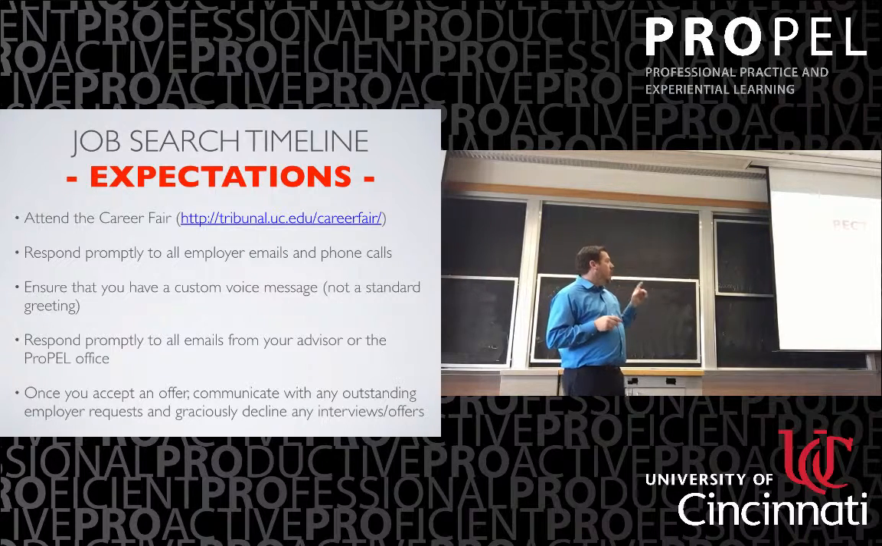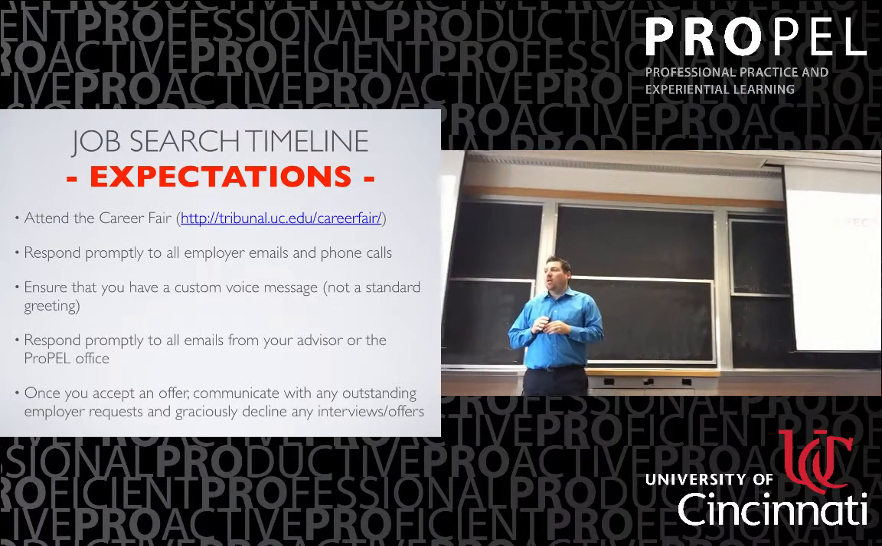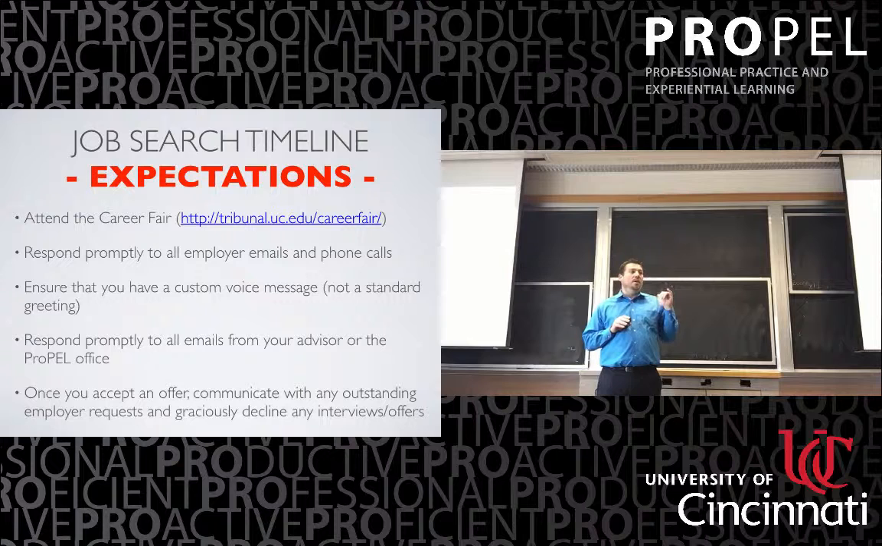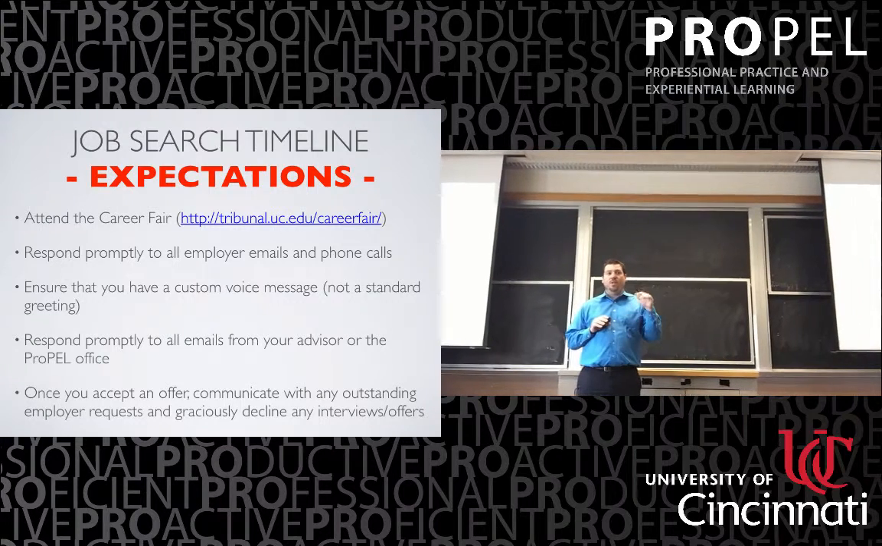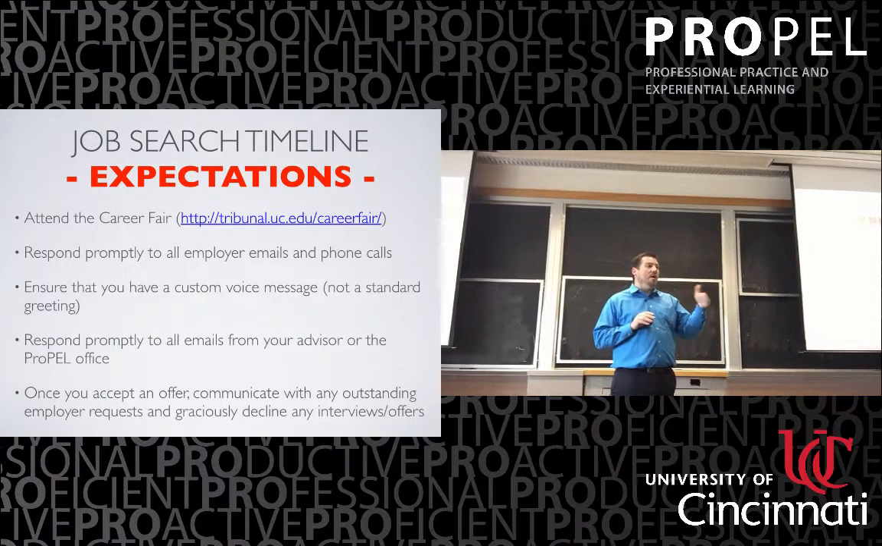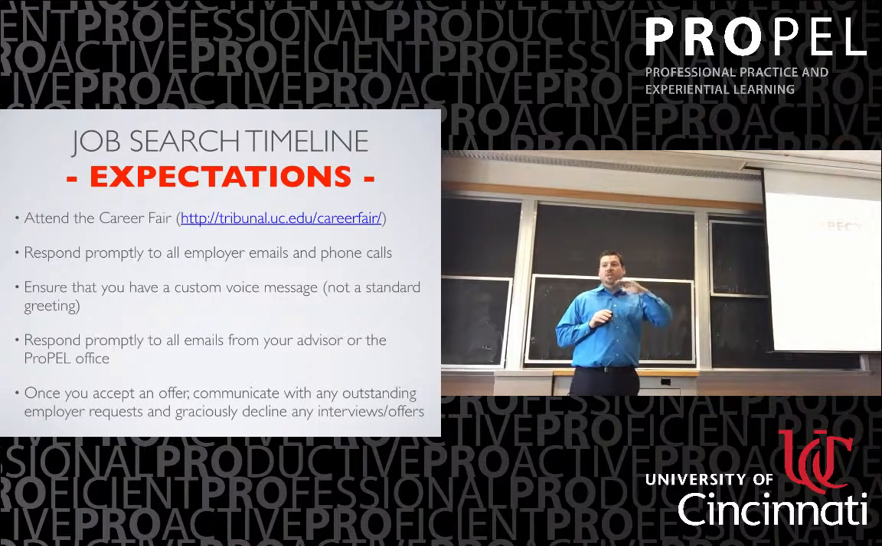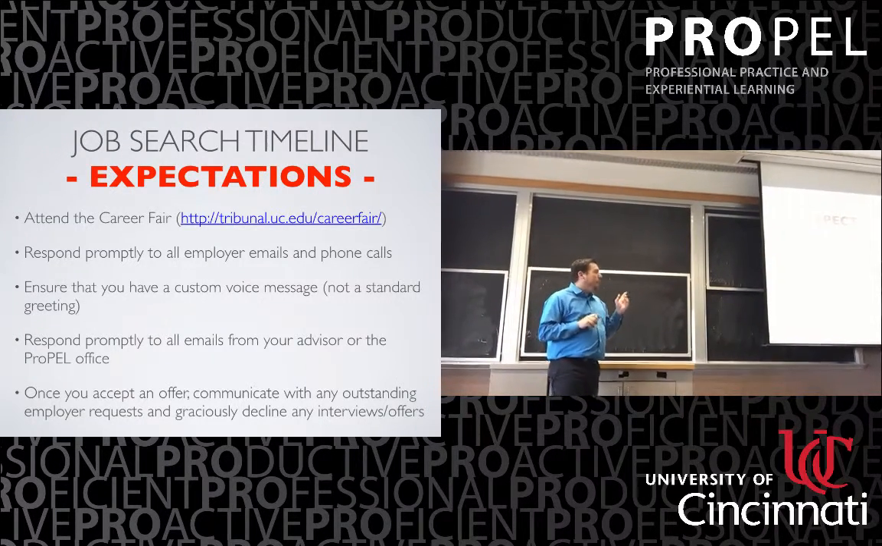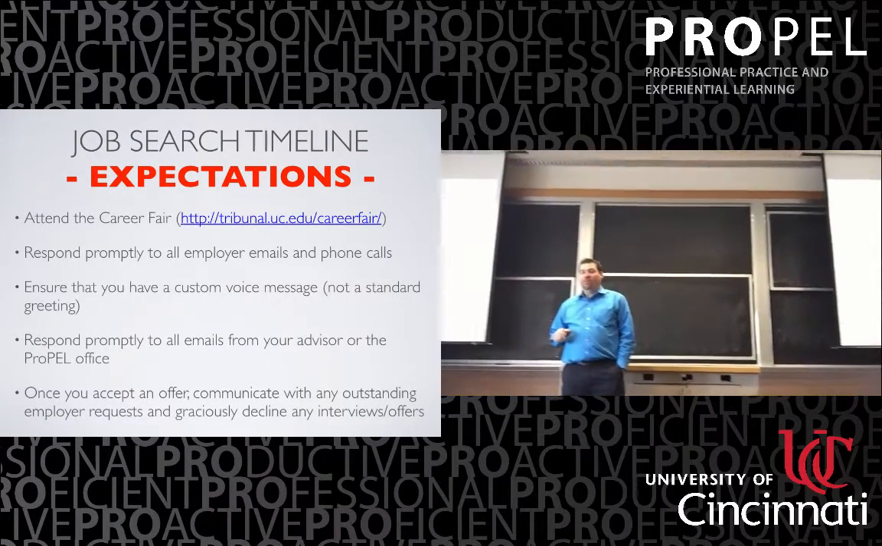All right? Ensure that you have a custom voice message. Employers will tell me that if they call your cell phone and it's the automatic robotic voice that says this phone number is not available, they won't leave messages. So make sure that you change that to a custom message that just has your name so that they know it's you, that they can leave it. There are actually laws that govern that sort of thing with HR and policies, and so if there's no name, they can't leave a message. Oftentimes they won't.